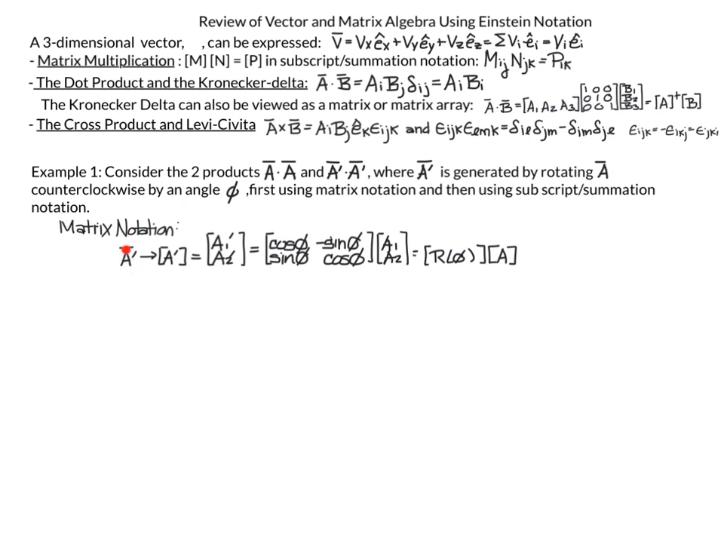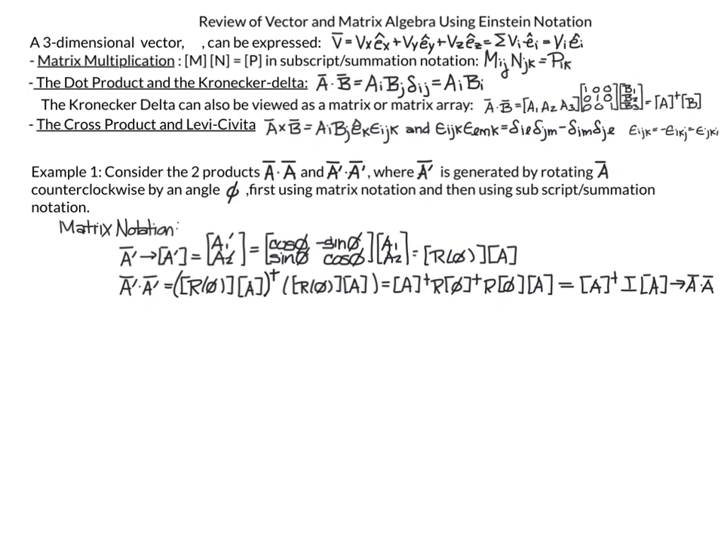So first, A prime can be represented by our matrix A prime, which has components A1 prime, A2 prime. And we had covered this earlier when we were talking about vector operations. One of the first ones we talked about was rotation. And so a rotation by an angle of phi is equal to this matrix here, which we called R of phi, which is cosine phi, minus sine phi, sine phi, cosine phi, times our matrix A, or our vector A. So it is expressed here as a matrix multiplication.